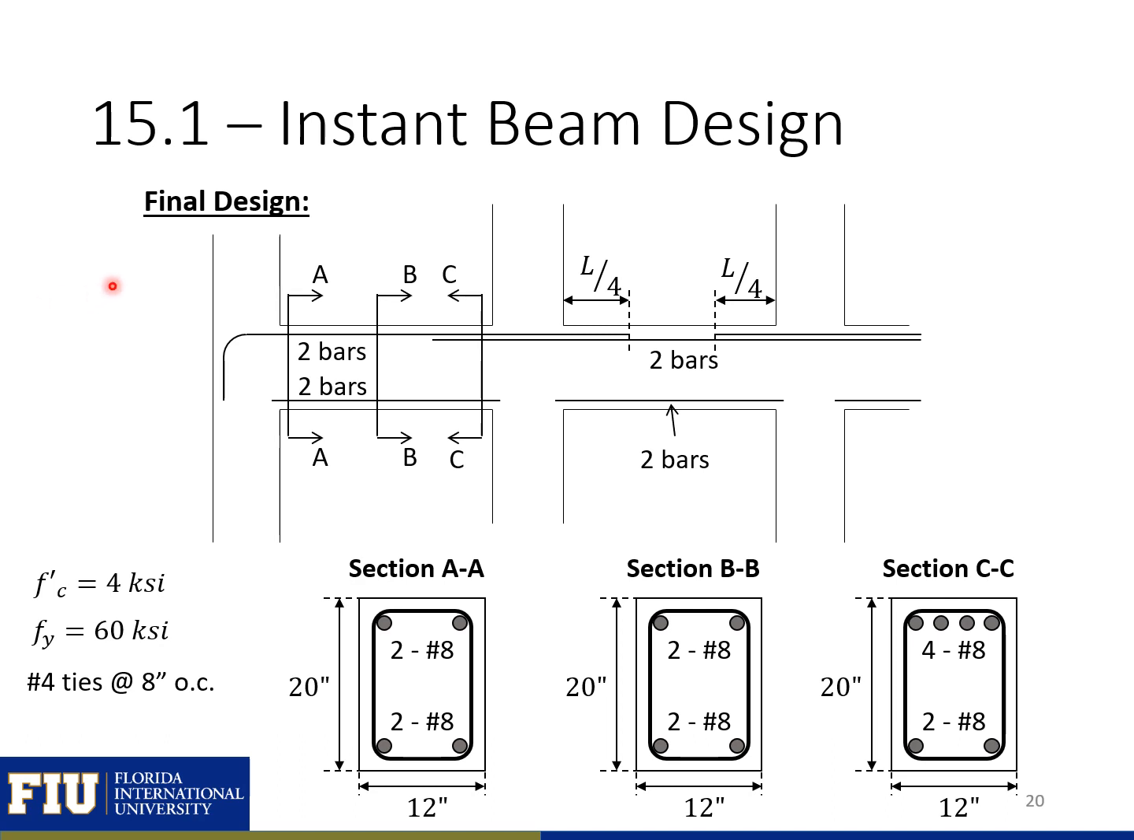Our final design for our beams is shown on this slide. You can see we have 3 different sections. Our section AA here at the end, where we have 2 number 8s in the top and the bottom. Our section BB here, where we have 2 number 8s at the top and the bottom still, for our positive moment. AA is our negative moment on the exterior span, and CC is the negative moment region on interior spans. So all the interior spans are going to have a section CC, where we have 4 number 8 bars at the top and 2 number 8 bars in the bottom. So this will satisfy our design requirements for a 20-foot span length.